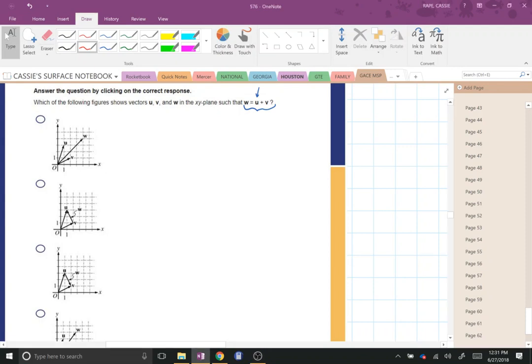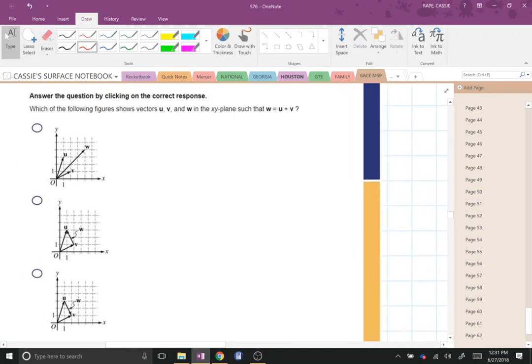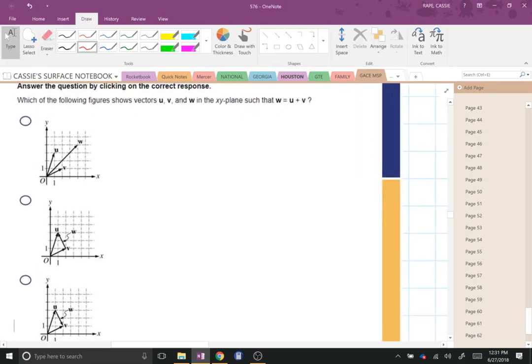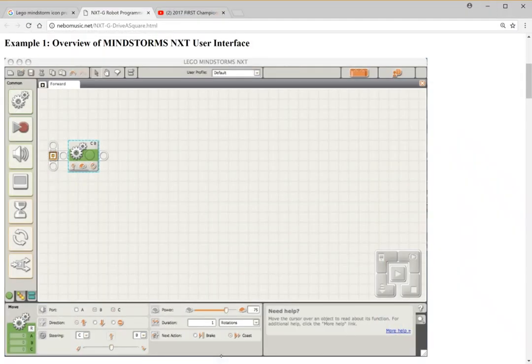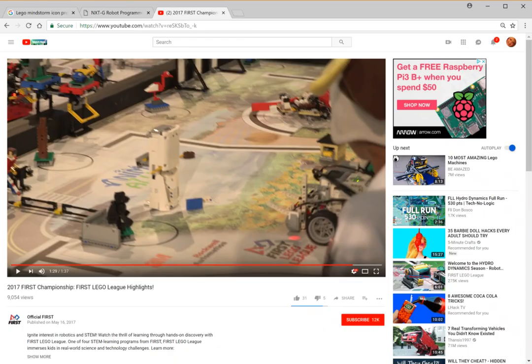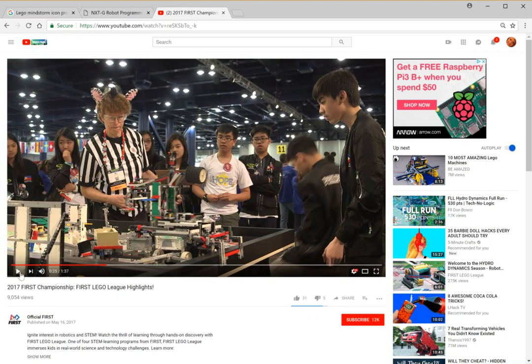Okay, this is question number 22, and it's talking about vectors, and specifically it's vector addition. To kind of illustrate this a little bit, I want to show you this quick little video about what's called First Lego League. And I want you to notice these kids, they've built these little robots, and there's a mat.